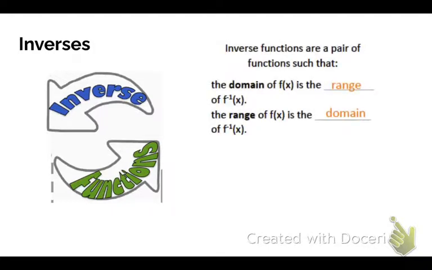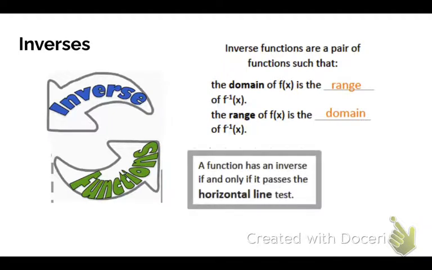Inverse functions are two functions such that the domain of the original function is the range of the inverse. This notation with the -1, it looks like an exponent of -1. We read that as f inverse of x. The range of the original function is the domain of f inverse of x. So the x and y values of these two functions are switching, and then those are the 2 points that we would graph to create the inverse function.